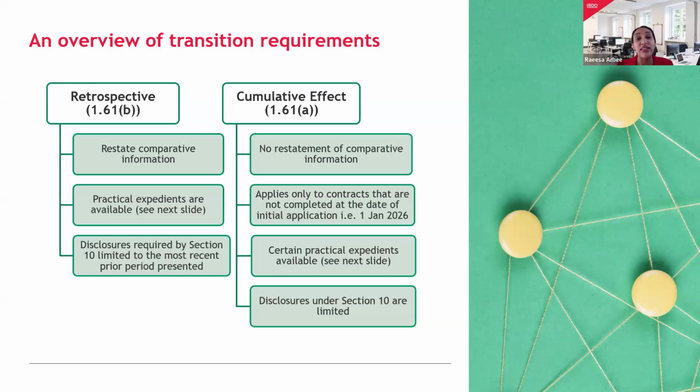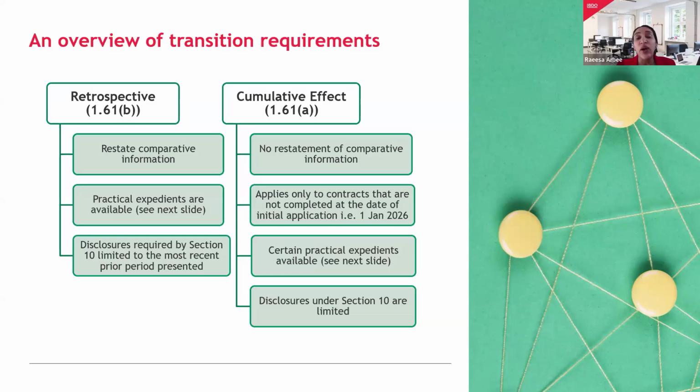So for an entity with a December year end, that's applying it for the first time in 2026, they would apply the requirements at the 1st of January 2026, and they would make an adjustment to their retained earnings at that date for any transitional impact. There are also some practical expedients that you can apply under this method.